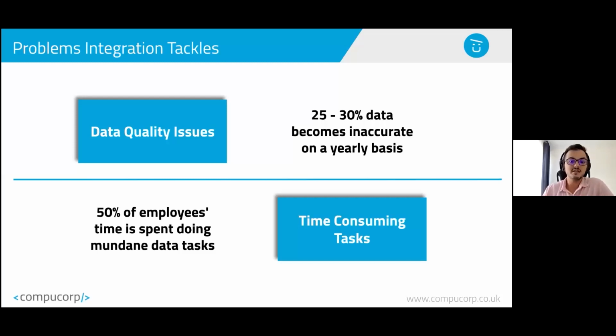Actually, it's estimated that between 25 to 30% of data becomes inaccurate on a yearly basis, which can make your organization lose up to 20% of the revenue. That's quite a big issue. And what integration can provide you is what is known as a single source of truth, right? So instead of looking at multiple contradictory sources, you have everything in one place, which is your master data, and then from that you can just copy to the other platforms that you may have.